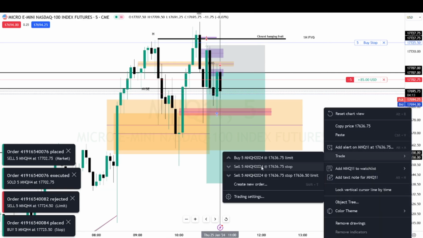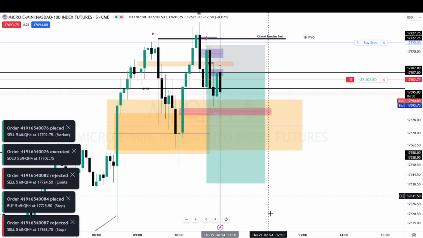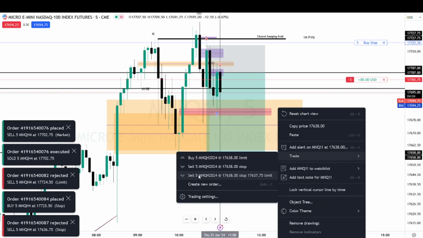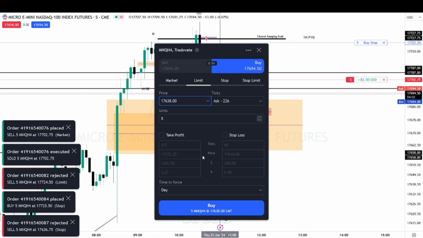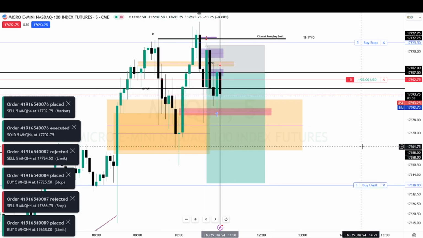Then sell limit right there. Sell stop right there. It will be rejected. Sell limit. I have to put a sell limit. Trade sell limit. Buy limit, I mean to say. Yes.